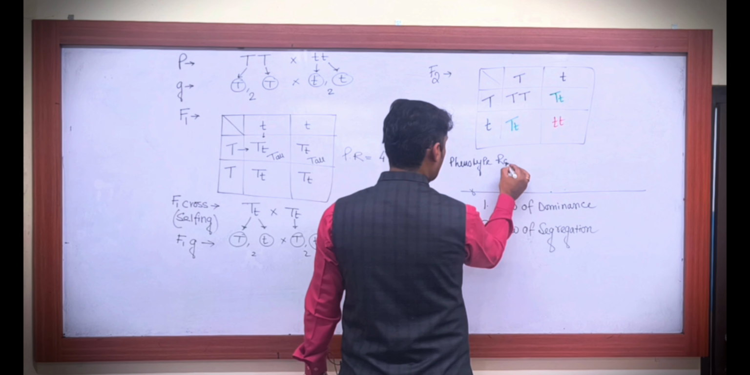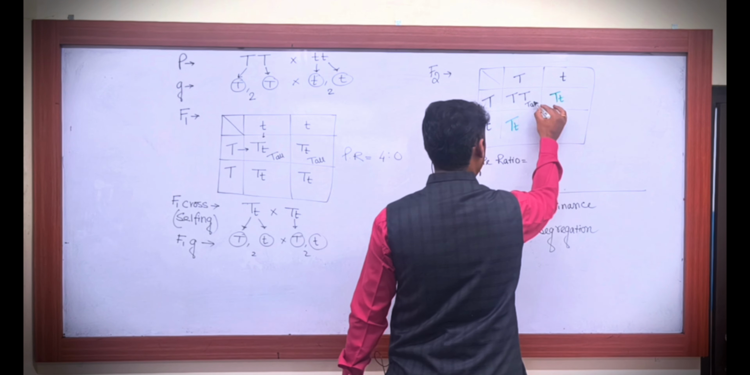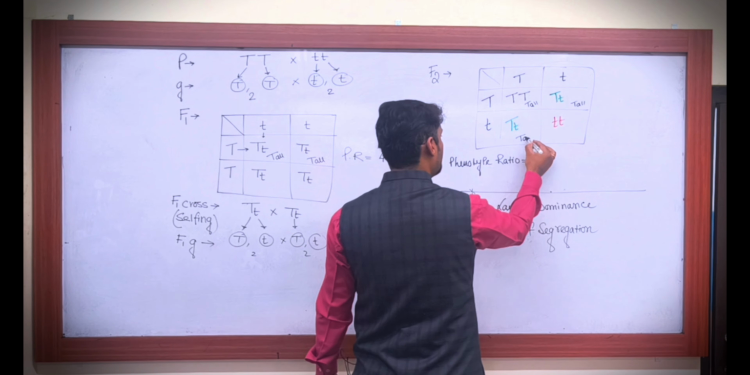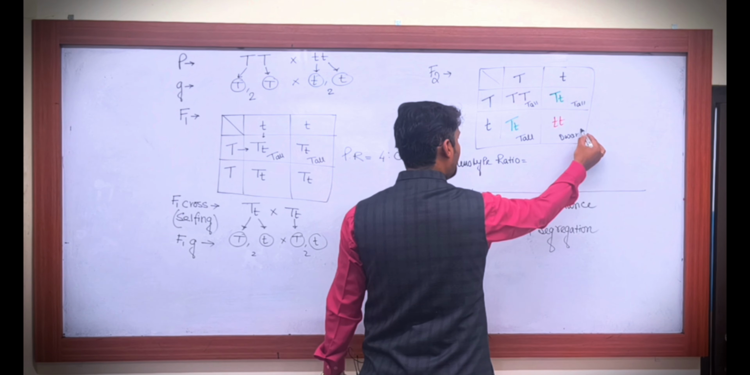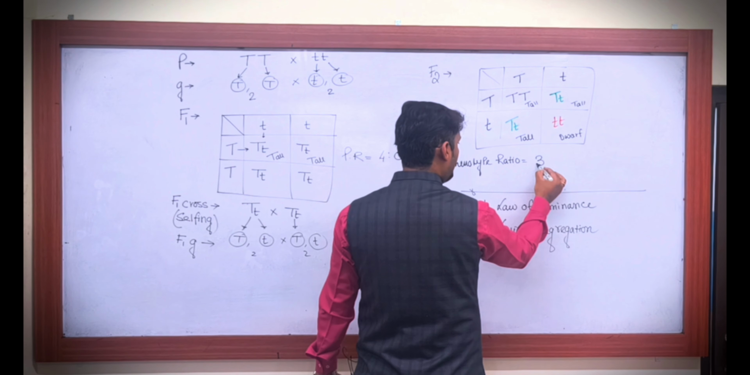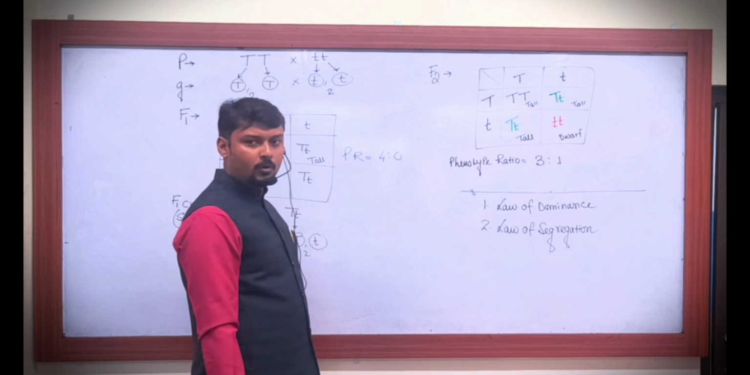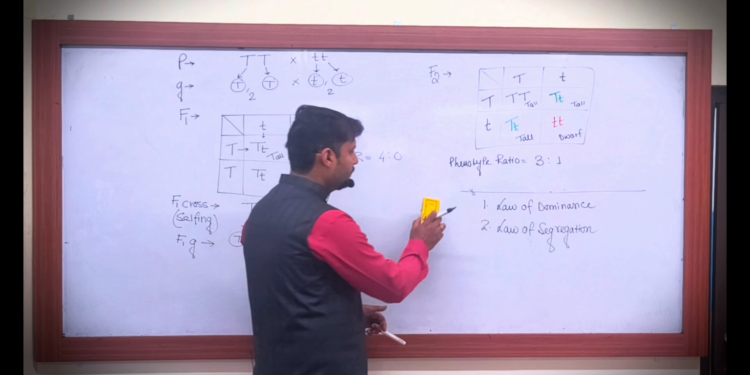So what will be the phenotype ratio? This is tall phenotypically. This is also tall phenotypically. This is also tall phenotypically. But this is dwarf. So how many tall here? 3 tall is to 1 dwarf. Understand?